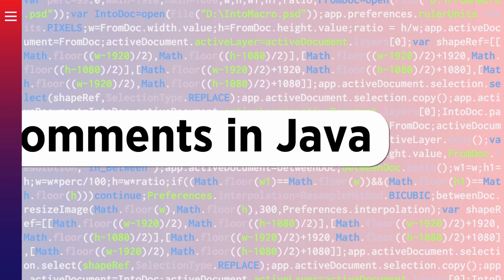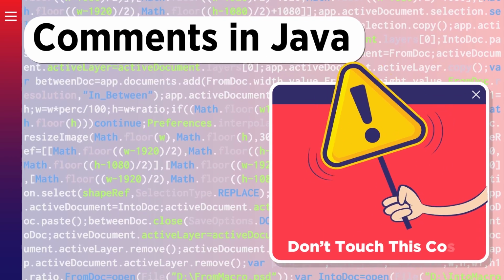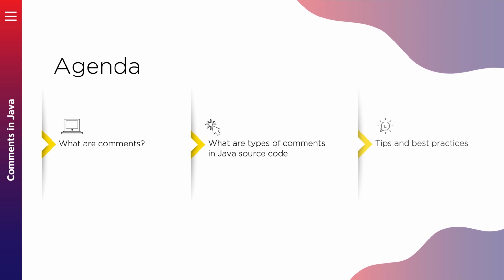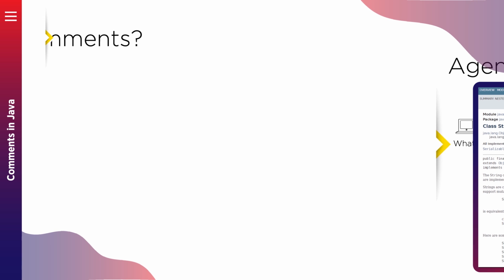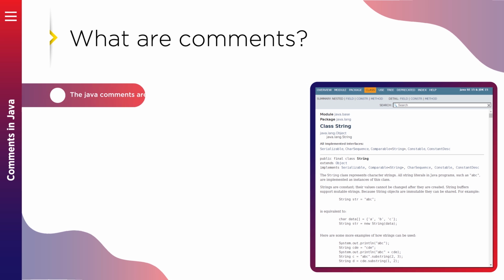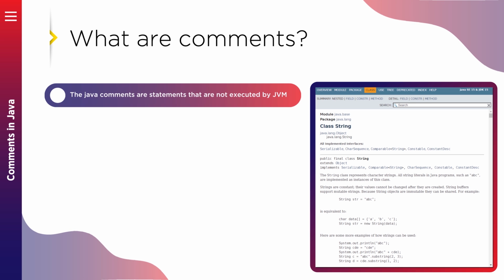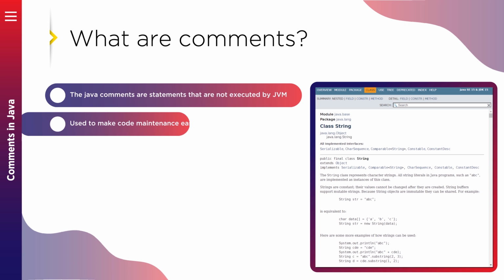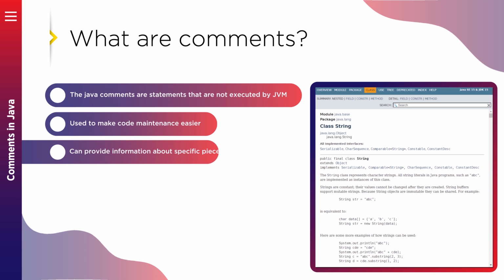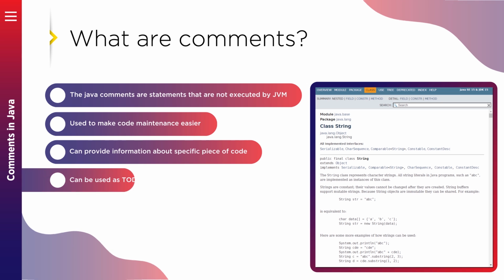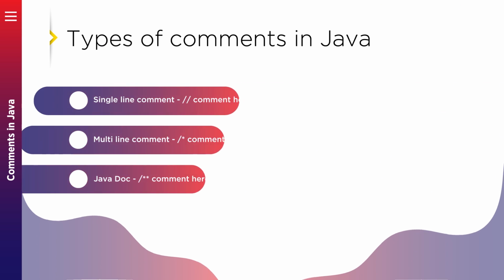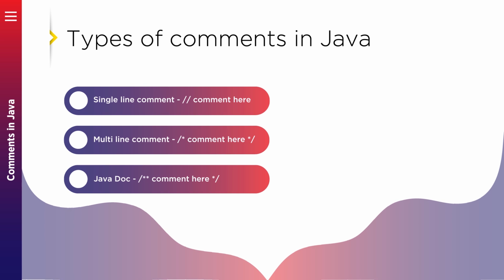In this lecture we'll learn with you what comments are and what type of comments are available in Java source code. And apart from that, we'll talk together regarding tips and best practices while using comments. First of all, let's come up with comments definition here. The Java comments are statements that are not executed by JVM. The comments can be used to provide information or explanation about the variable, method, class, or any statement. It can also be used to hide program code temporarily. Comments often used to leave so-called to-do comments, mentions to not forget to restructure code or to add something in the future. There are three types of comments in Java: single line, multi-line, and Java doc.